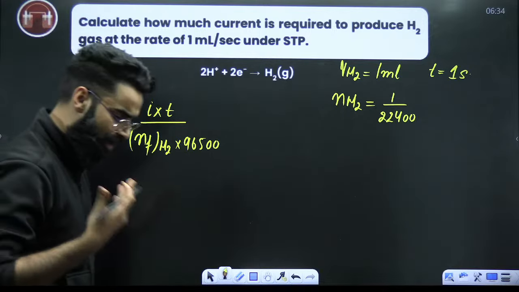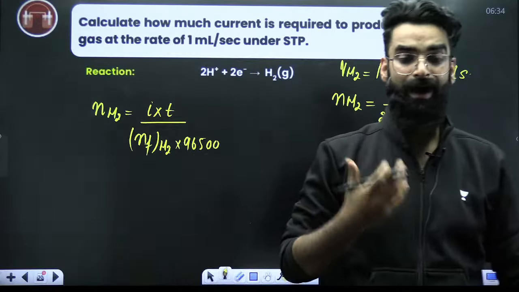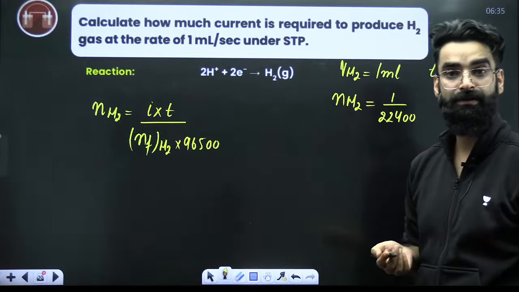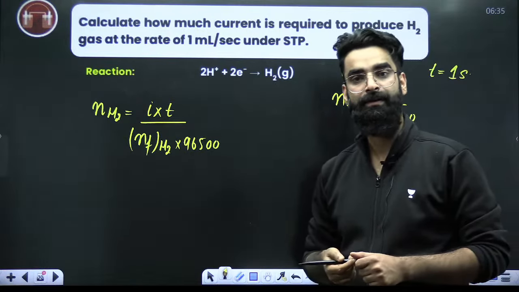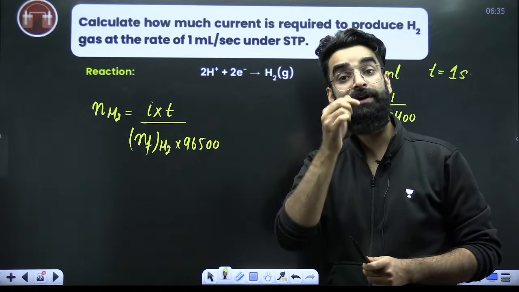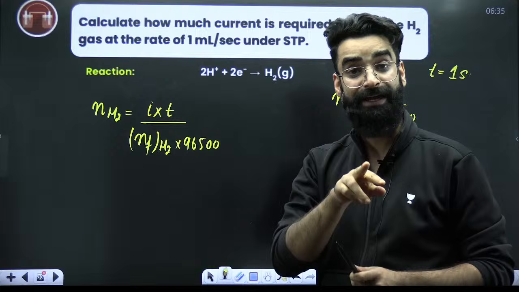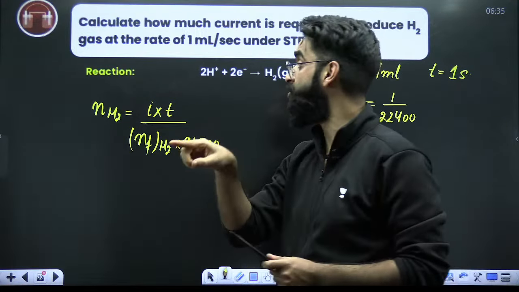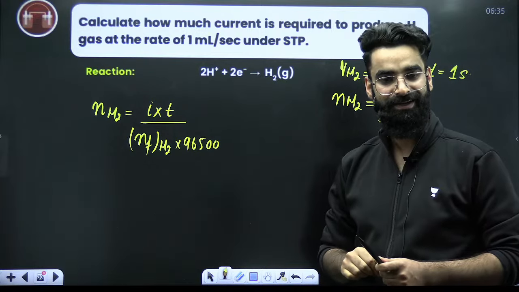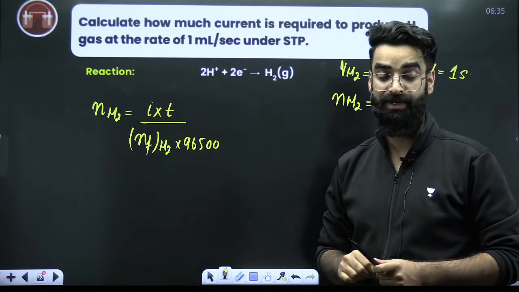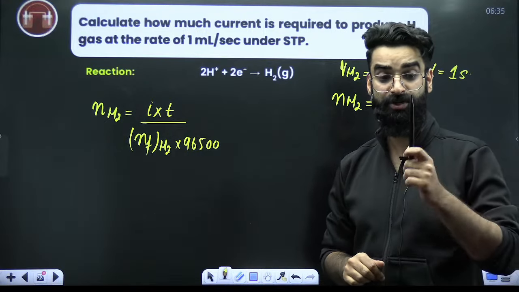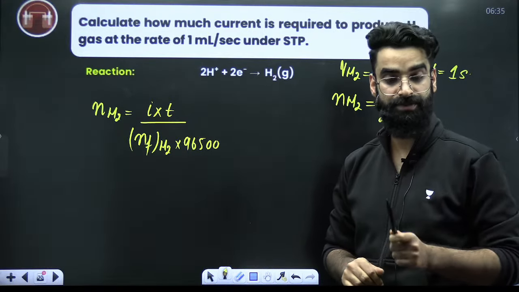Now, my dear students, first of all, you should understand how H2 gas is produced. If you remember, H2 gas is only produced when water at the cathode undergoes reduction. Due to the reduction reaction of water, H2 is produced. Do you remember that?